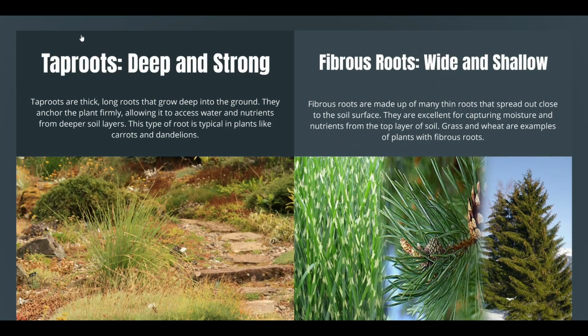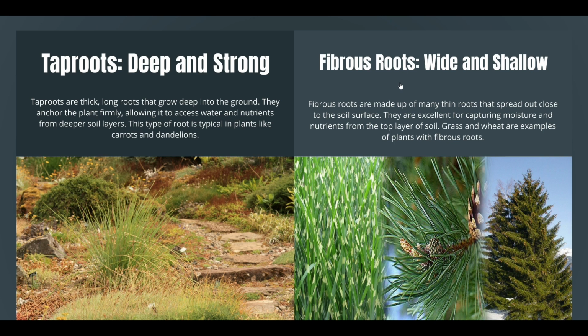So coming to the next topic, tap roots. Mainly in this chapter we are discussing two types of roots. One is tap roots and the other is fibrous roots. Tap roots, deep and strong. Tap roots are thick, long roots that grow deep into the ground. They anchor the plant firmly and allow it to access water and nutrients from deeper soil layers. This type of root is typical in plants like carrots and dandelions. So, these have a firm root that will anchor the plant firmly into the soil.